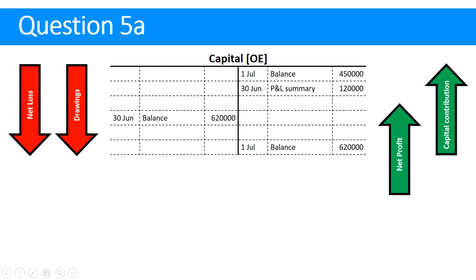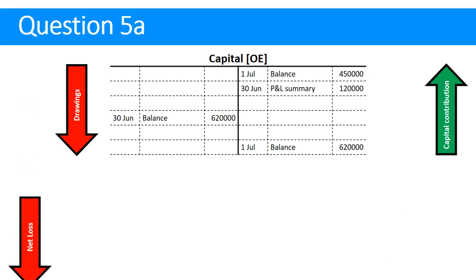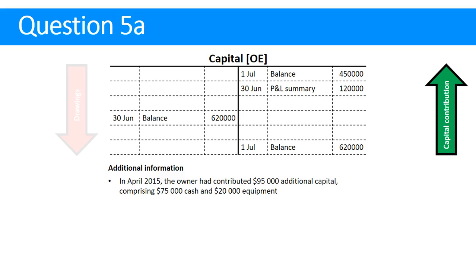So we've done net profit, and we can only have a profit or a loss, so we don't need to look for a net loss. That just leaves capital contributions and drawings. Let's start with the capital contributions. In the additional info, we were told during April, the owner had contributed $95,000 additional capital, comprising $75,000 cash and $20,000 of equipment. Given that they report annually, this hasn't been recorded yet, so we're going to enter it.